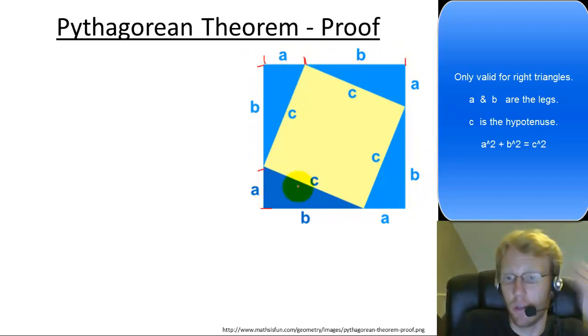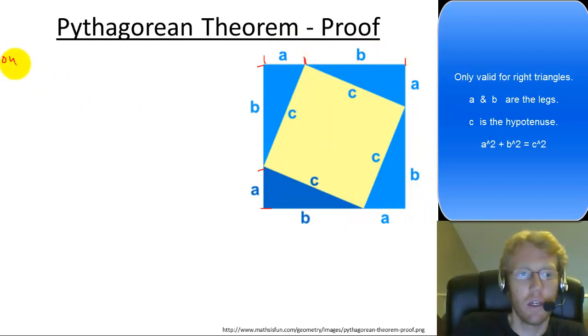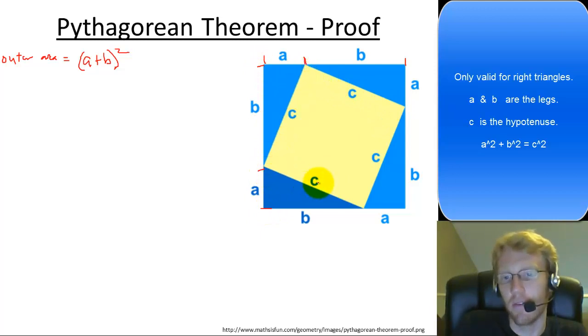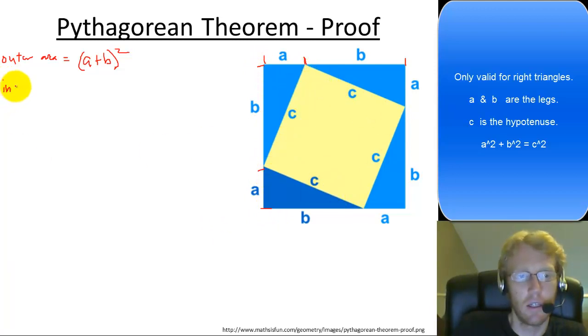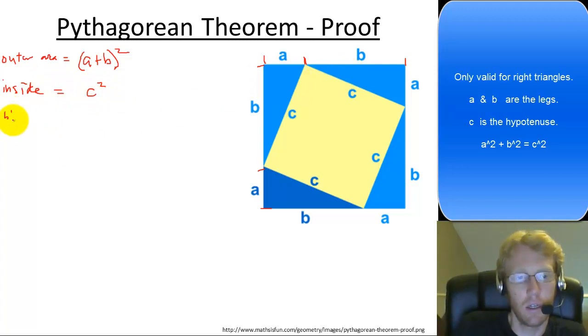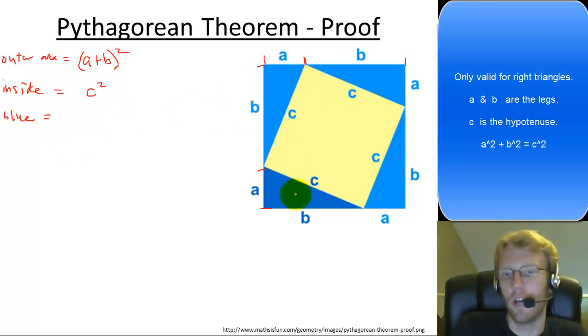The total outer square, which encompasses all the blue and the yellow, has an area of A plus B squared, because that's the side length. This side is A plus B, this side is A plus B. The inside square here is obviously C squared. And the blue part, there are 4 triangles, right? Each triangle has a base B and a height A. So this one has a base B and A, B and A, B and A.